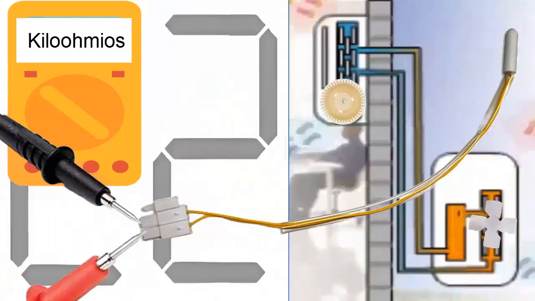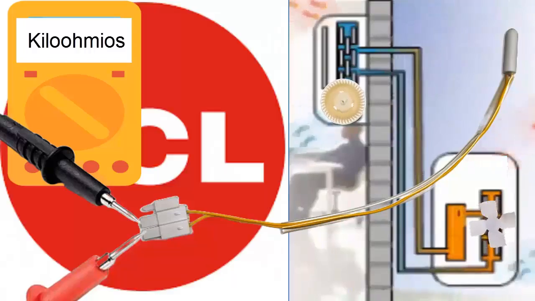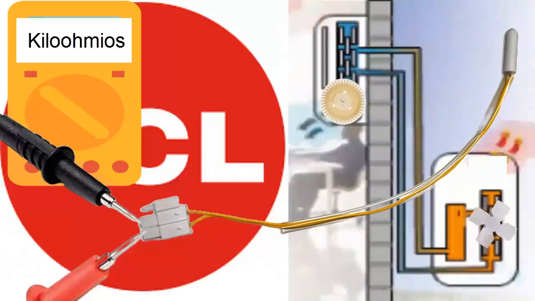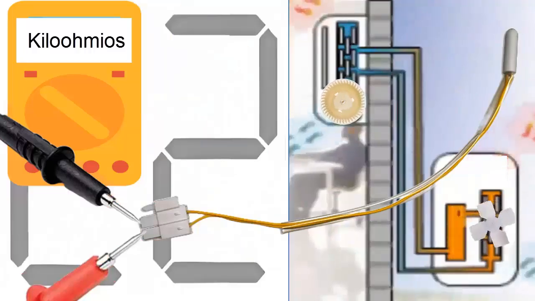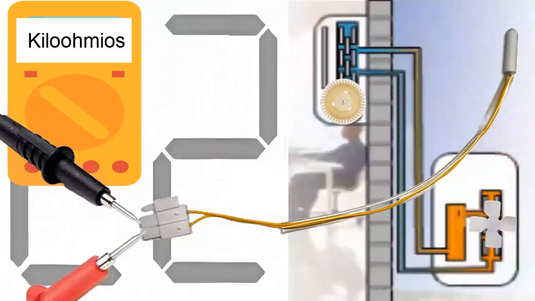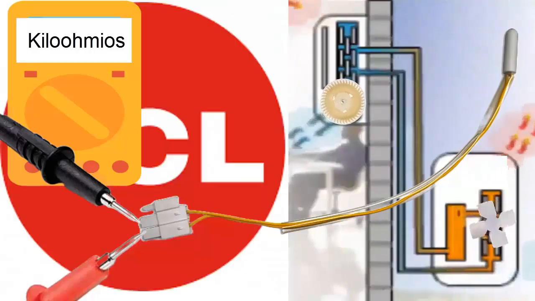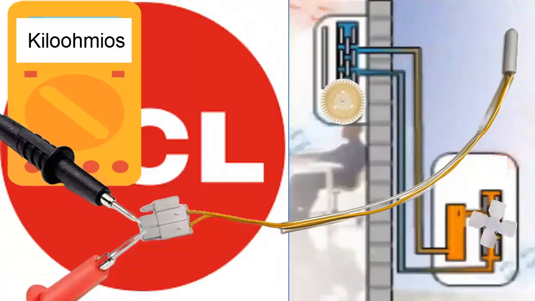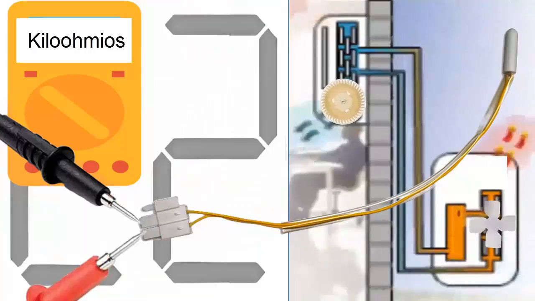For example, for many units, at a temperature of 25 degrees Celsius, the resistance should be approximately 5 kiloohms. However, consult the resistance temperature chart for other values, and compare the resistance value shown on the multimeter with the chart. If the resistance is outside the normal range, the sensor is defective and should be replaced.